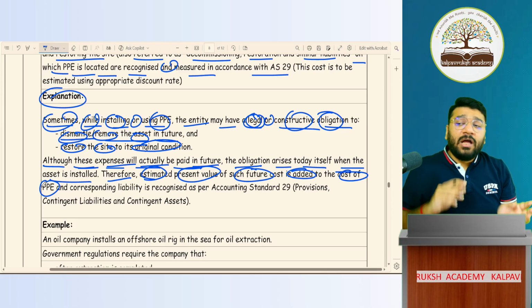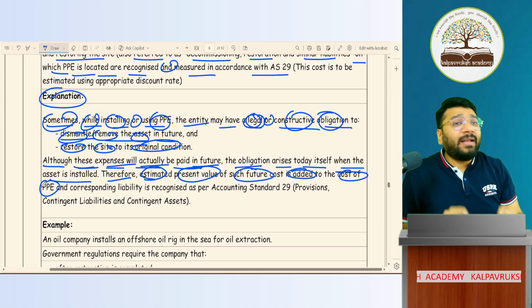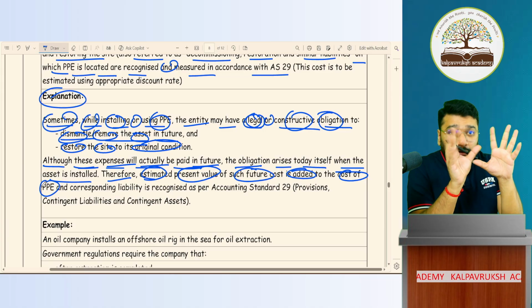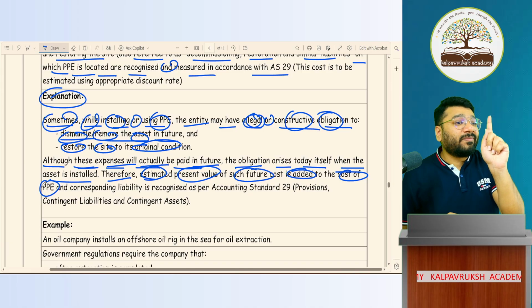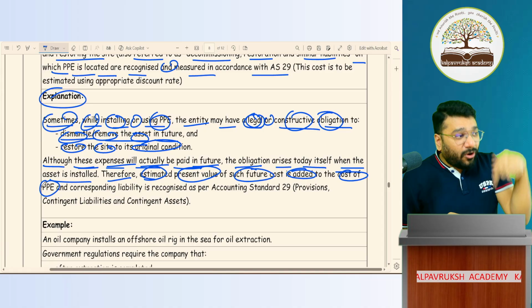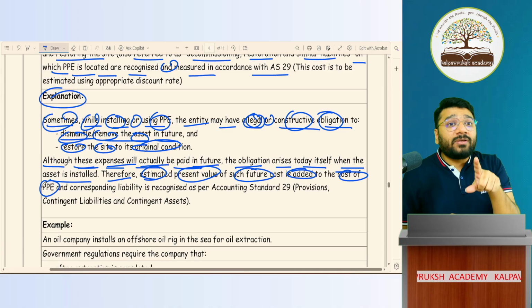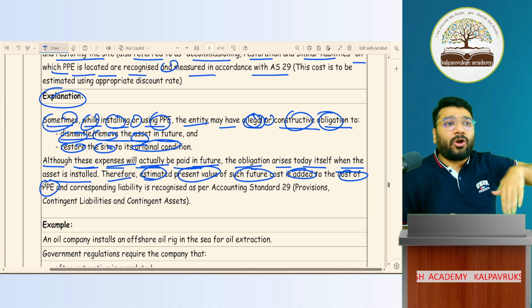How do you record it? After 10 years, I have to pay 10 lakh for restoration. So will you record the full 10 lakh rupees? No. I have to do a present value calculation and record it at a different value. Now that process is a different process which I'll discuss in the next class and not in today's class.